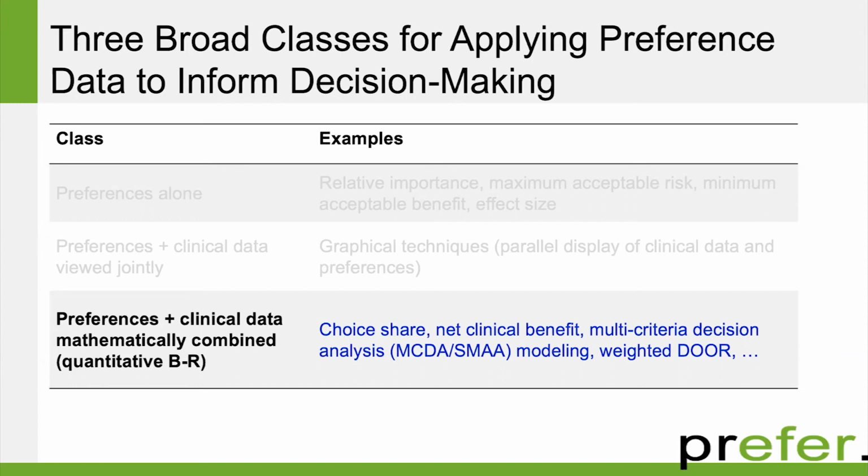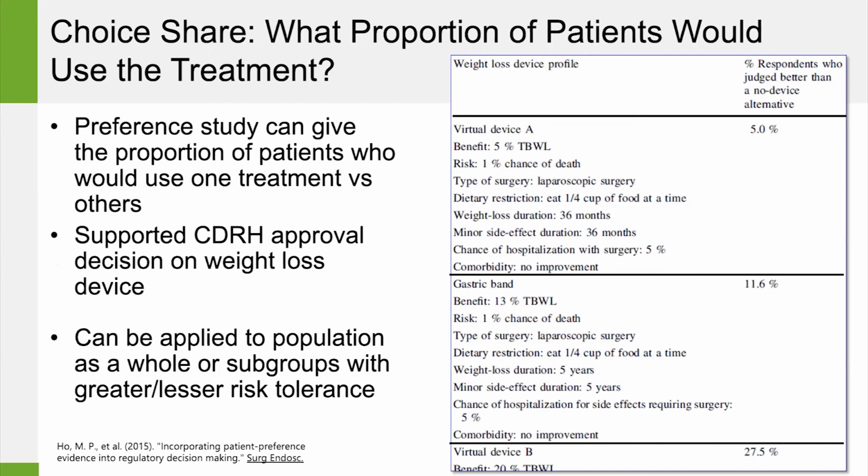The first one, next slide, is called choice share. And this actually was used in a regulatory decision by CDRH. You're asking what proportion of patients would use the treatment. So this was for a medical device. And in this case, it's will I choose to use the device or not? And there are various properties of the device listed in the boxes. And then on the right is the percentage of people who would choose to use it. So virtual device A, 5% of people would choose to use it versus not. The gastric band, 11.6% of people would choose to use it or not.